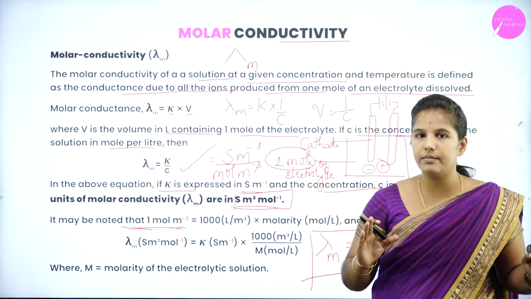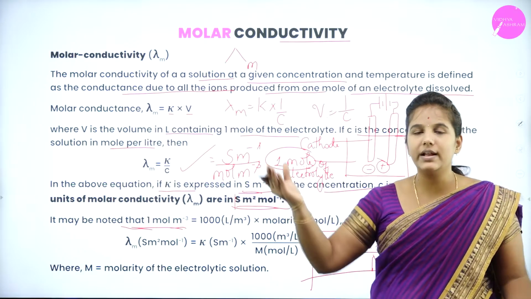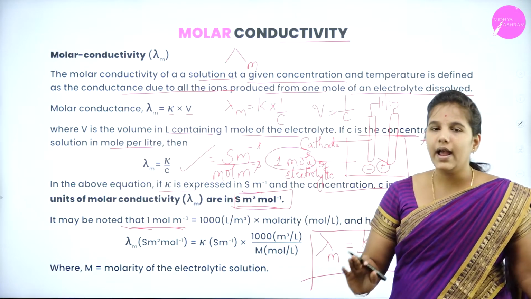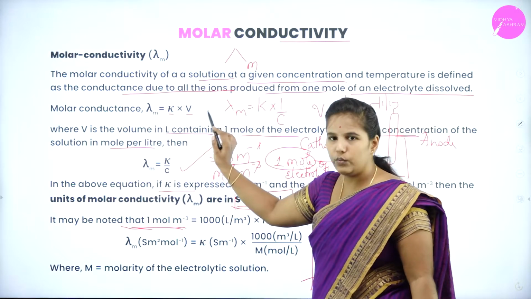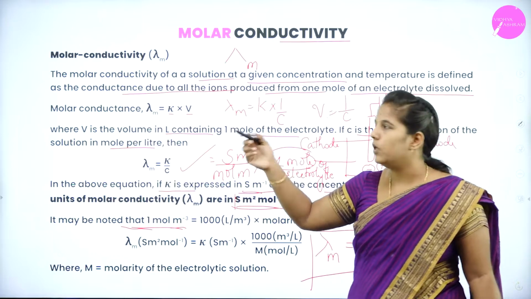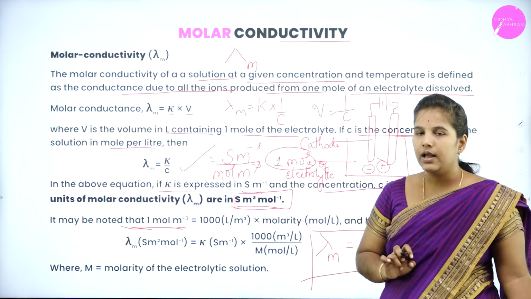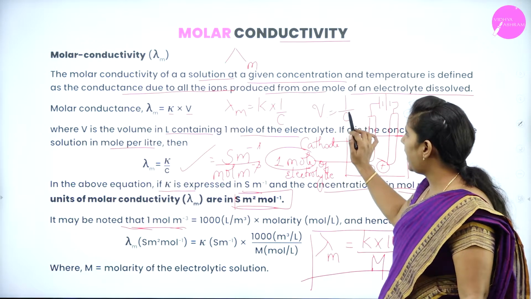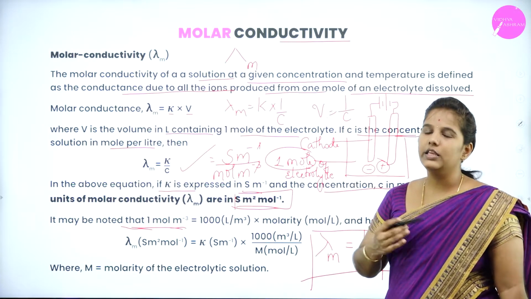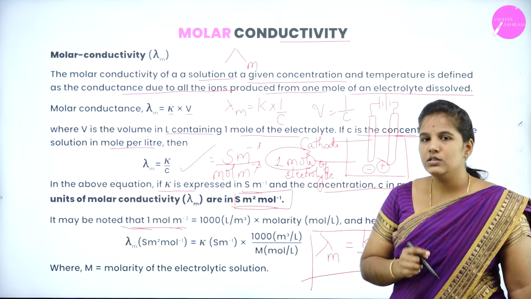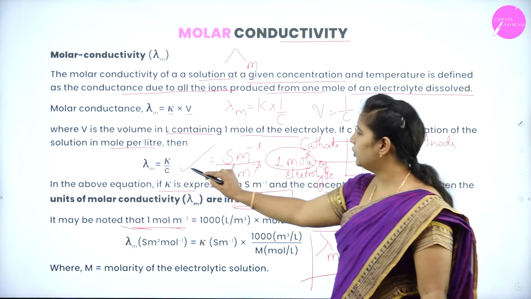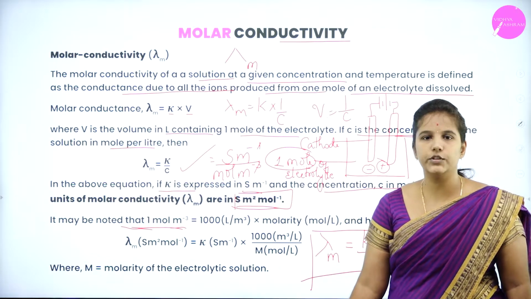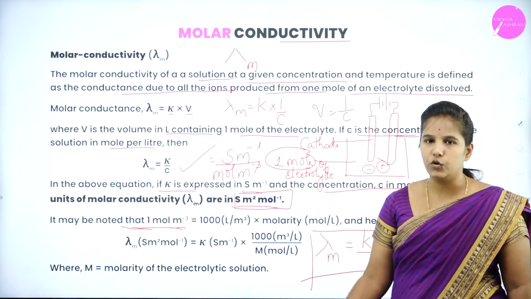Hope you all understood. Remember, the molar conductivity is the conductivity due to all ions produced from 1 mole of electrolyte. And we have understood that it is equal to K into V, where K is kappa, the specific conductance, and V is the volume. And we know that volume is inversely proportional to the concentration, right? So if you substitute the value for V in the first equation, you will get K divided by C. So how do we find the unit for this? We know the unit for the concentration and we know the unit for K. If you divide these two, you will get the unit for lambda m, that is the molar conductivity.